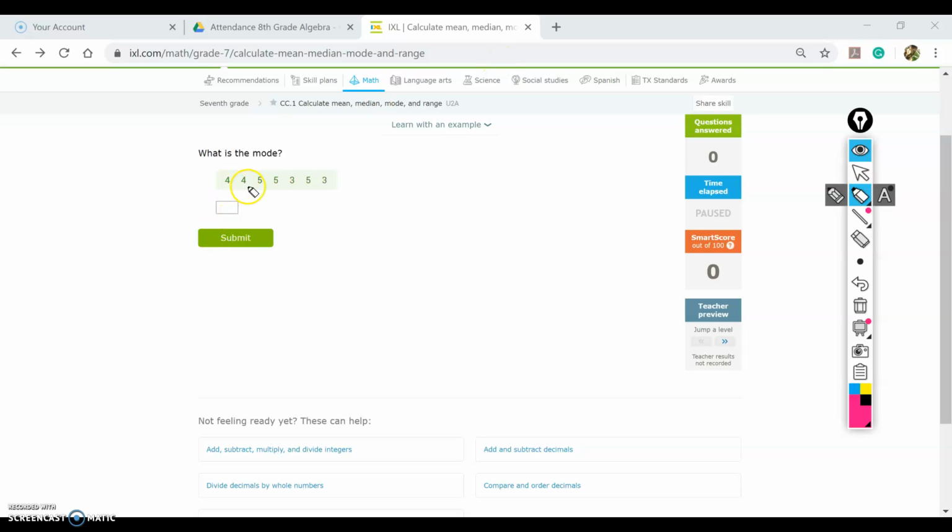So I have 2 4s, I have 3 5s. Look how I have 3 5s. So I have 1, 2, and 3 5s, and I have 2 4s and 2 3s. So the mode in this case is the number that repeats the most, so it would be the 5.